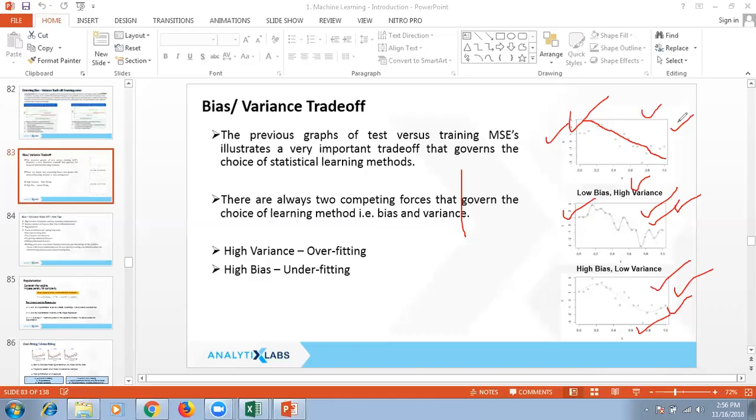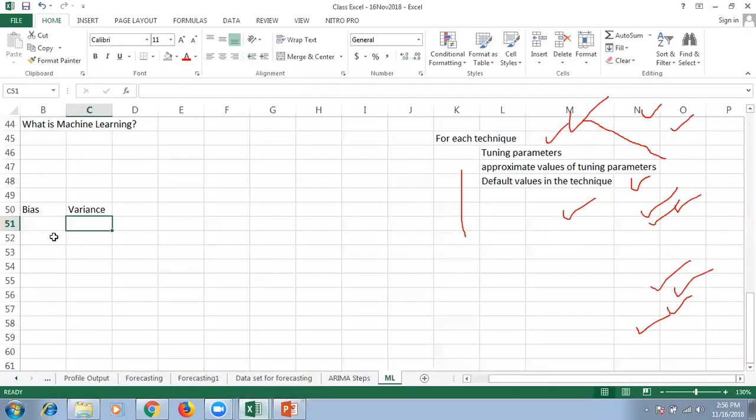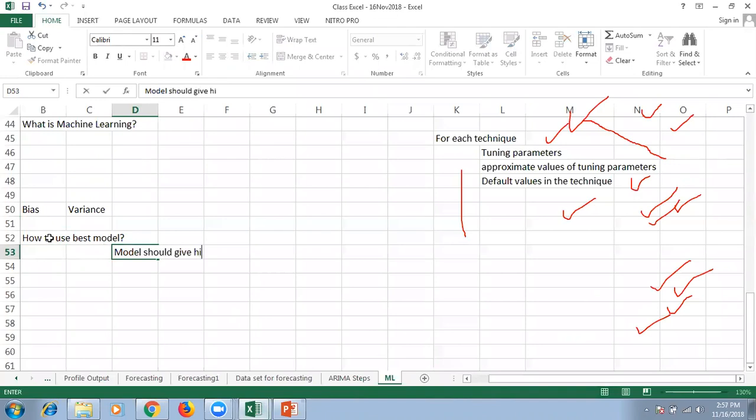Okay, how to choose the best model? Let me explain that. That is the most important thing. How to choose the best model. One is, of course, the model should give high test accuracy, and the model should validate on the test data. That means you should not have a very high accuracy compared with your training. At the same time, it also should not be low. So it should be similar to that.